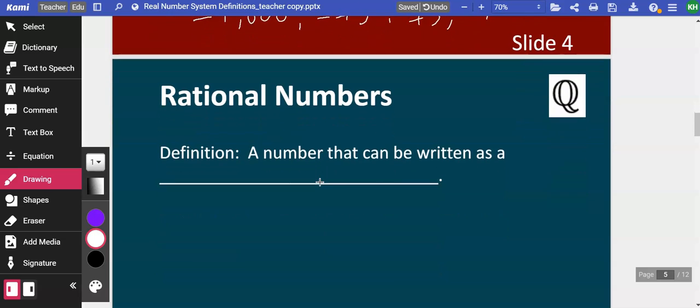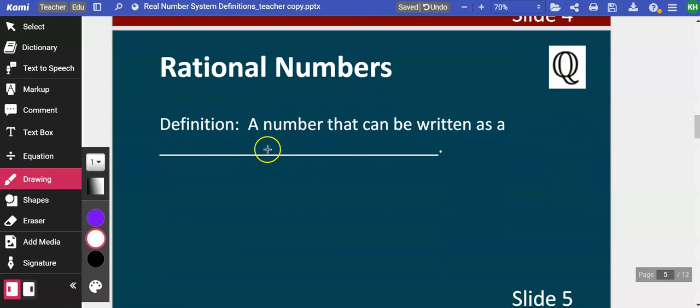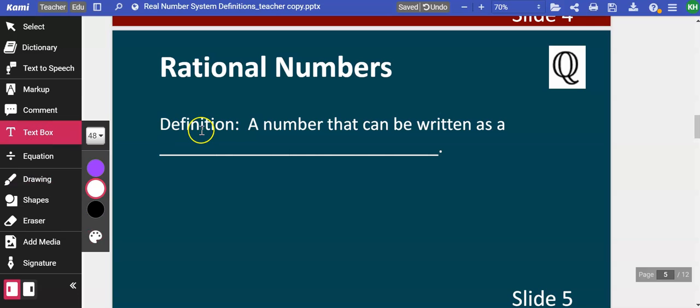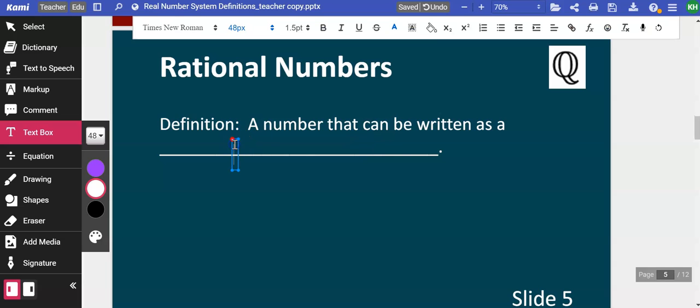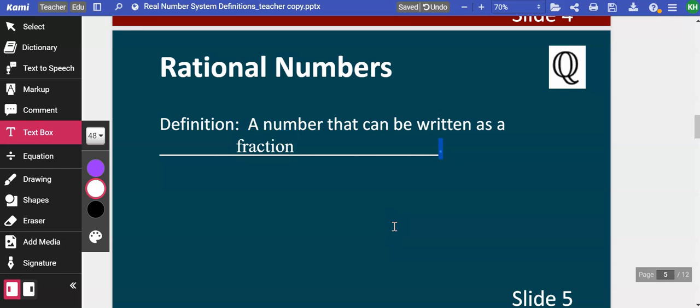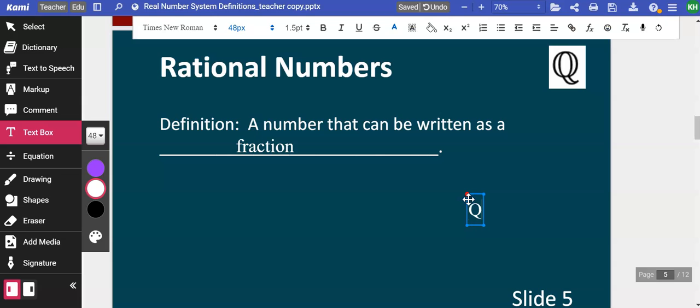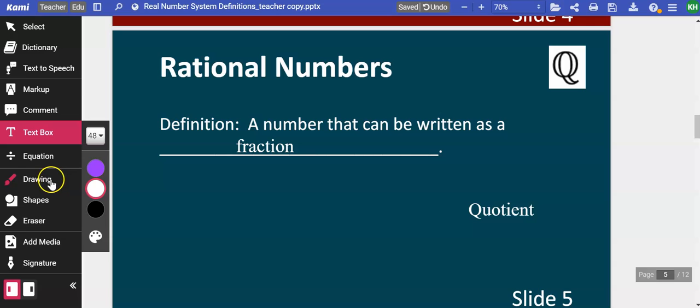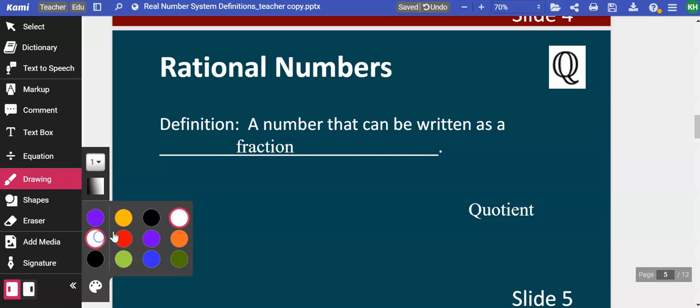So now we're on to what we call rational numbers. And rational numbers are any number that can be written as a fraction. Any number that can be written as a fraction is a rational number. And we use the letter Q, and that's because it has to do with the word quotient. Let me go to the drawing tool and show you what I mean.